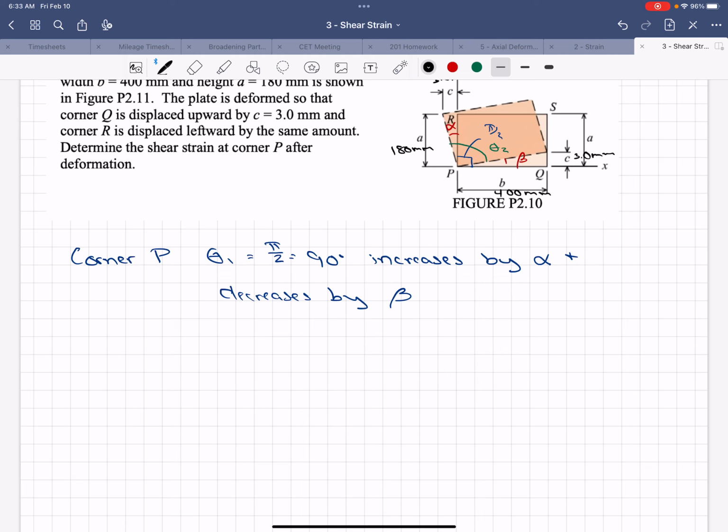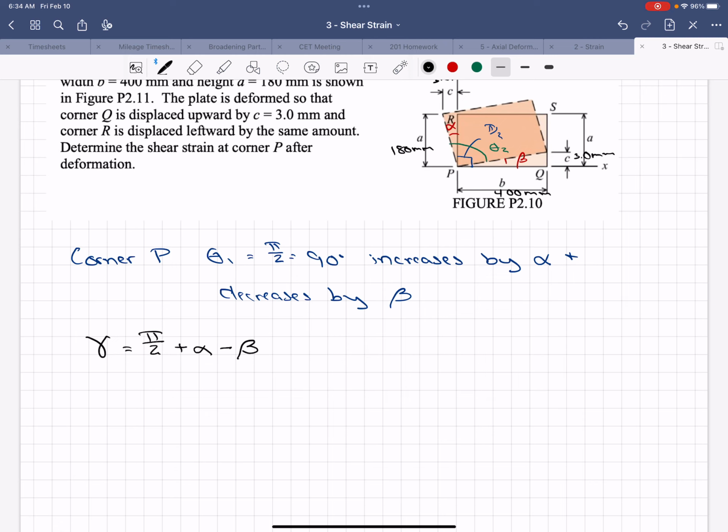So our final equation actually will be gamma equals pi over 2, our original angle, plus alpha minus beta. So that's, we're trying to find the angle of distortion, so we have to look at it like that. So first thing we do is calculate alpha.